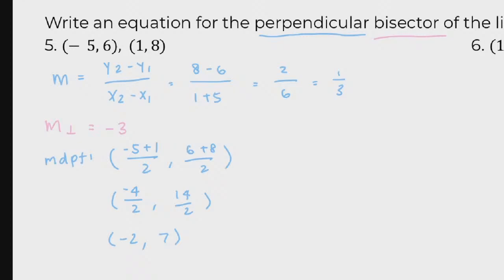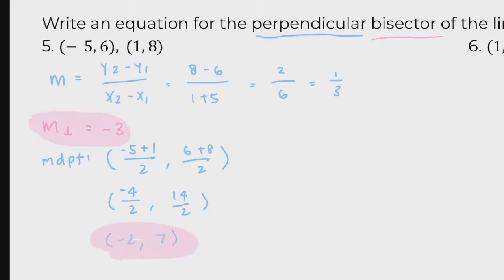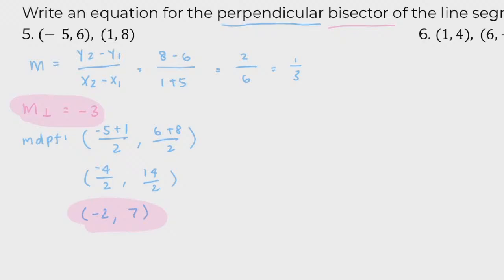So now we're going to use this slope and this point and plug it into point slope form. So point slope form is y minus y1 equals m times x minus x1. So that's going to be y minus 7 equals -3 times x plus 2. And we want to rewrite this into slope-intercept form. So we get y minus 7 equals -3x minus 6. So we distributed the -3, and then we're going to add 7 to both sides. So we get y equals -3x plus 1.